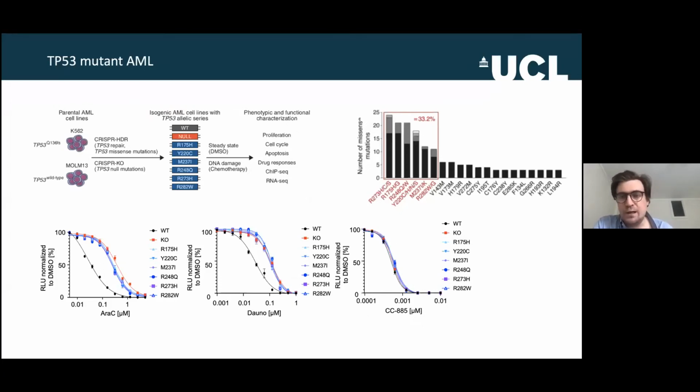if you're dealing with AML, nothing's quite as bad as TP53 mutated. And Stefan Betcher, who was in the lab at the same time as me, had a really nice Science paper in which he generated some isogenic cell lines. And we used these, and we were able to show that the cornerstone of AML therapy, cytarabine and daunorubicin, have a very blunted response with TP53 mutations. CC885 didn't really seem to care about the P53 status. I'll come back to that at the end.